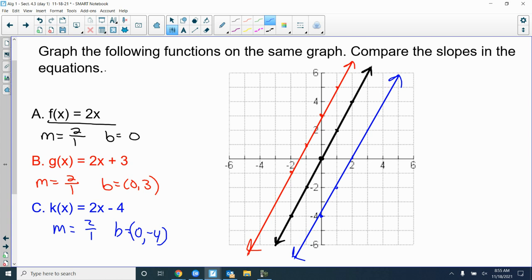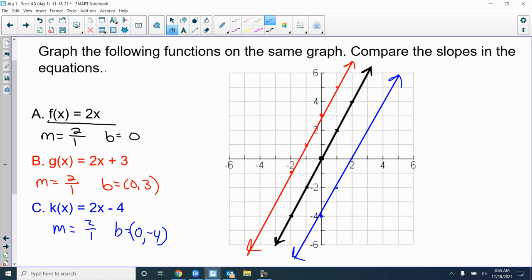Hey, what can you tell me? Do those lines ever touch? No. What do we call lines that never touch? Parallel. So they're parallel lines. What is the same about all 3 lines in the equation? They have the same x. Same x. 2 over 1. Yeah, 2 over 1.